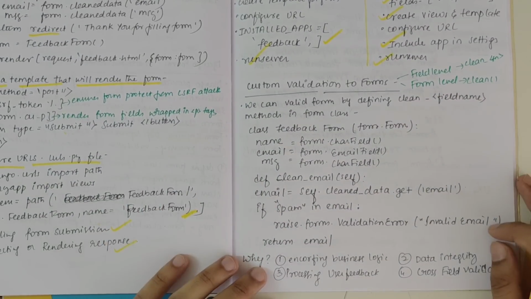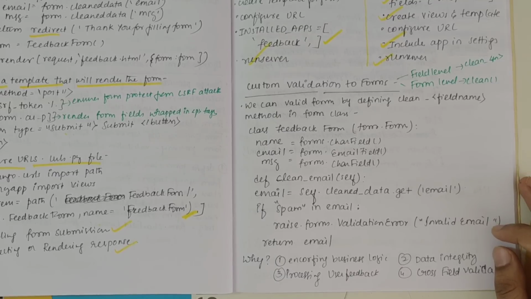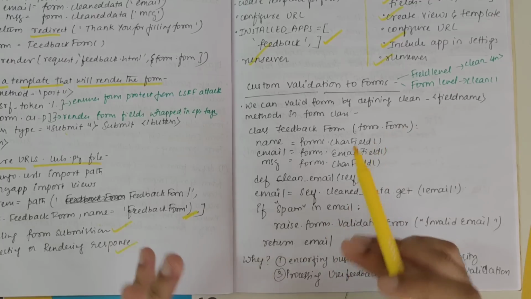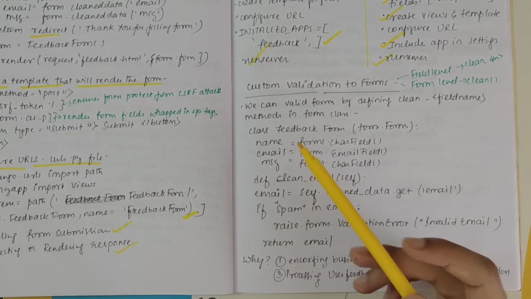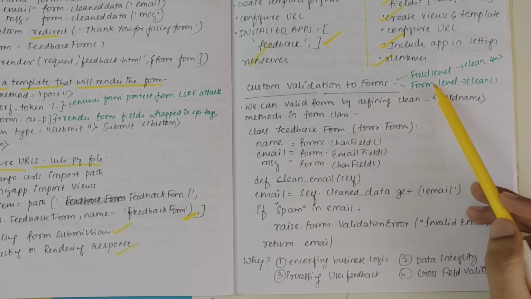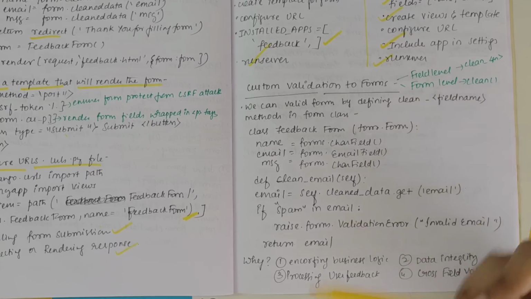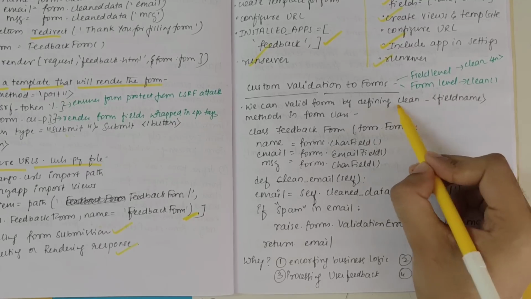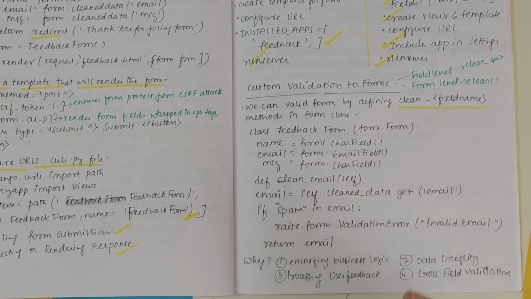Next, we have custom validation to forms. They can ask, how can custom validation be implemented in Django forms? To validate the forms in a custom manner, we can make use of two techniques. One is the field level, the other one is the form level. The form level is easy, it is similar to the field level. For the field level, we can validate a form by defining clean methods along with the field name in the form class.